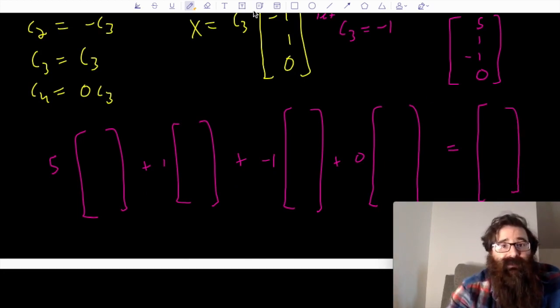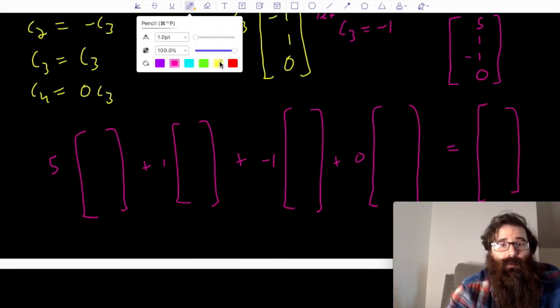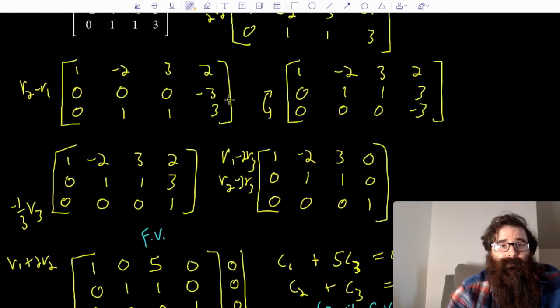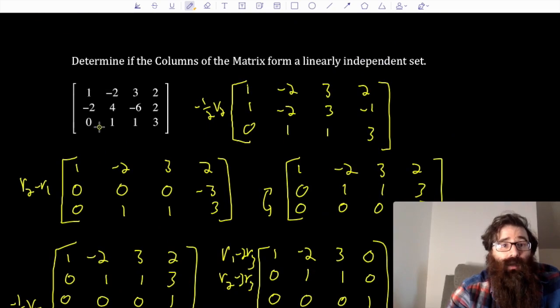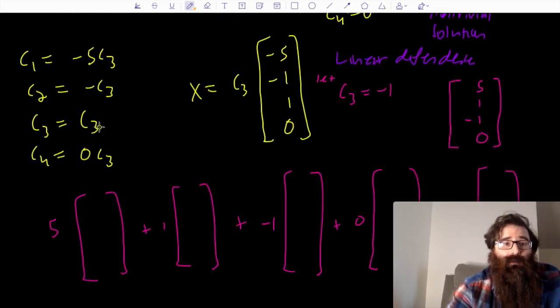But let's see if that's what happens. What were my vectors? Those were the columns of this matrix. So 1, -2, 0 was the first.